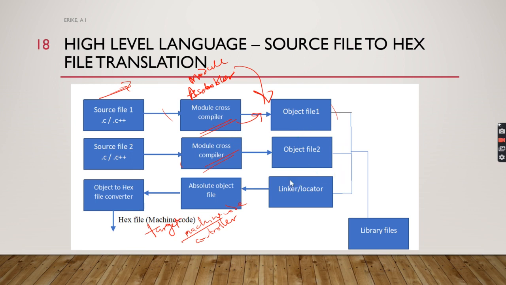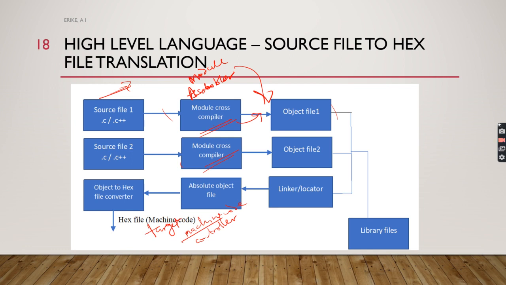The software program called the linker or the locator is responsible for assigning absolute addresses to object files during the linking process. The absolute object file created from the object files corresponding to different source code modules contains information about the address where each instruction needs to be placed in the program memory. Now, this system is doing it for you.